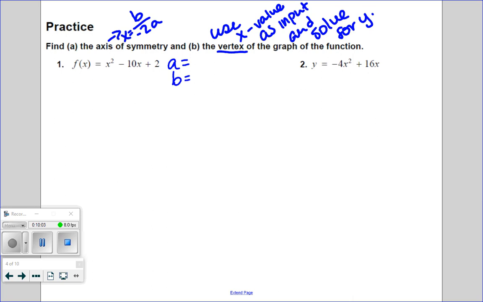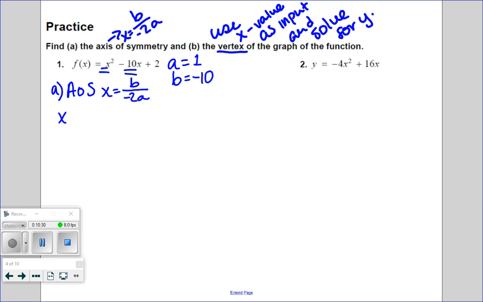So for number 1, what's our value of A? 1, right? So that's the coefficient right in front of that x squared. I don't see anything there. That automatically means that's a 1. What's our value of B? That guy right there is negative 10. That's B. As long as I have those two numbers, right, I can start doing part A here, which is finding that axis of symmetry with this formula of B over negative 2A.